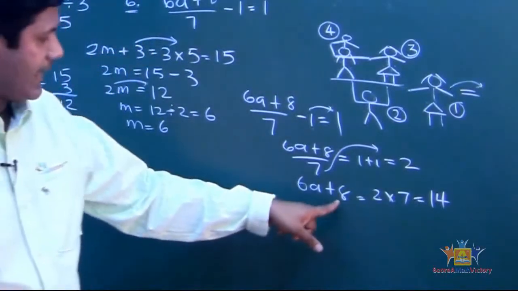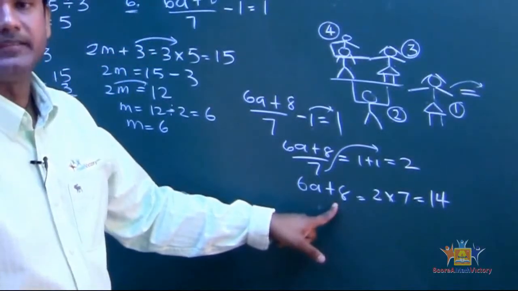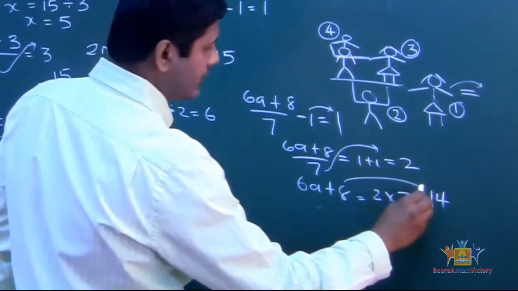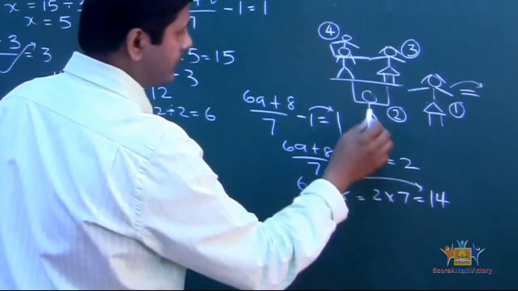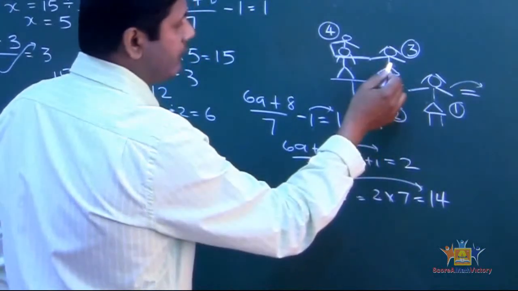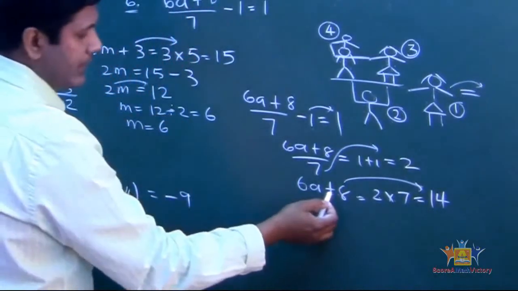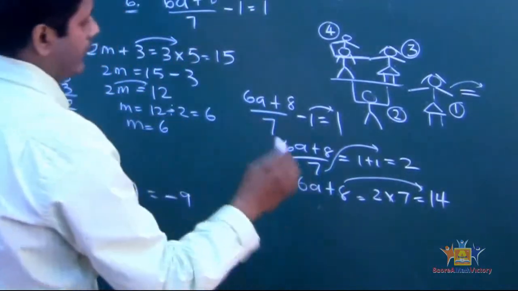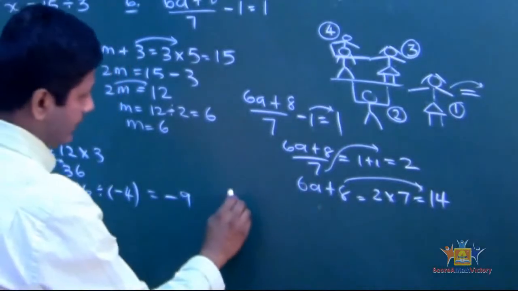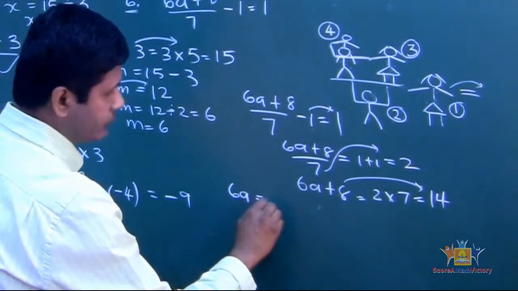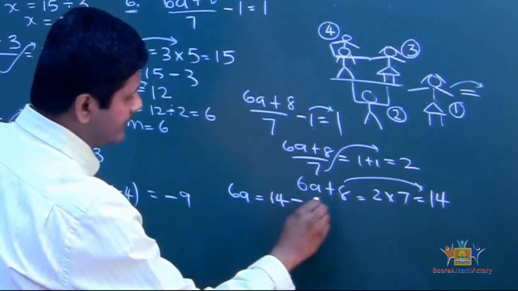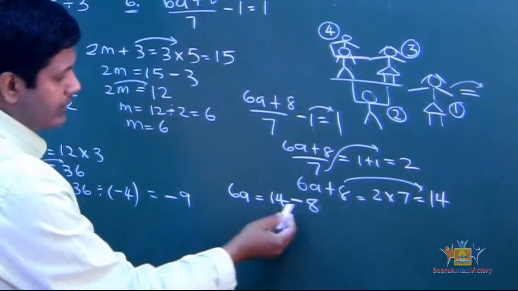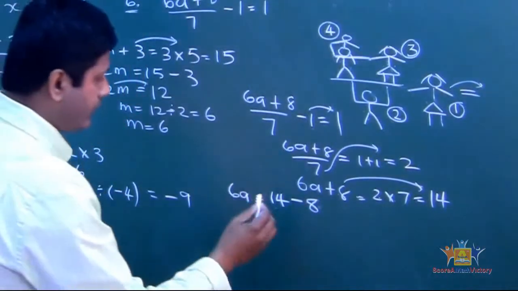Now who's next? The 8. What is the 8 doing? It's adding. Addition crossing the bridge, because now we're going to move your sister across. We moved your mom, we moved your dad, now we're moving your sister. Addition crossing the bridge becomes subtraction. So I'm going to write over here: 6a equals 14 minus 8. So 14 minus 8 is, very good, 6.